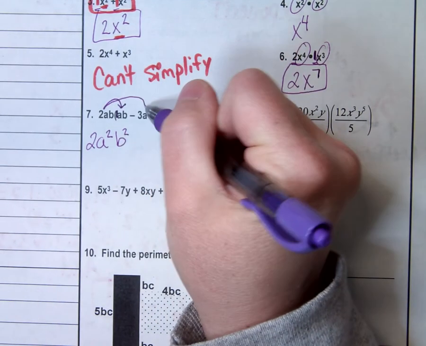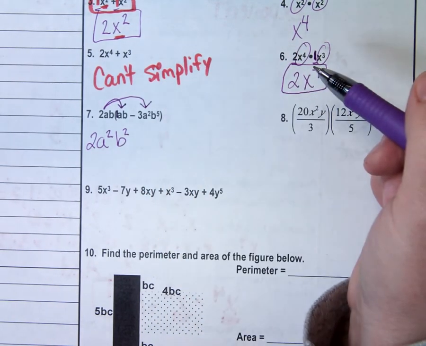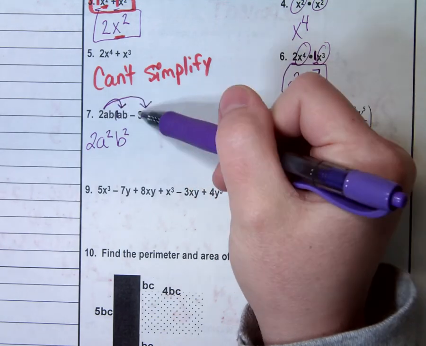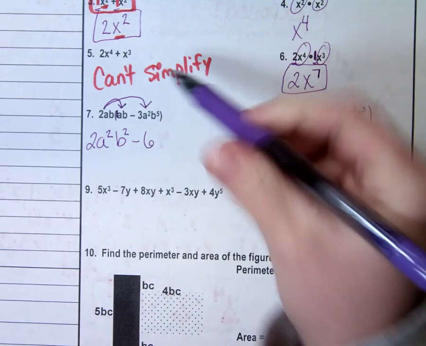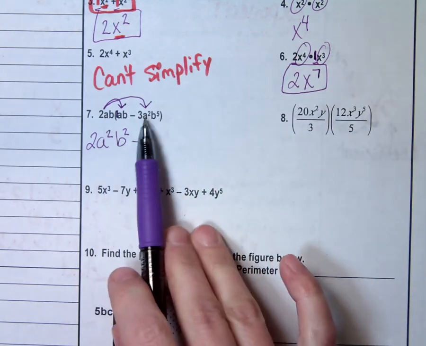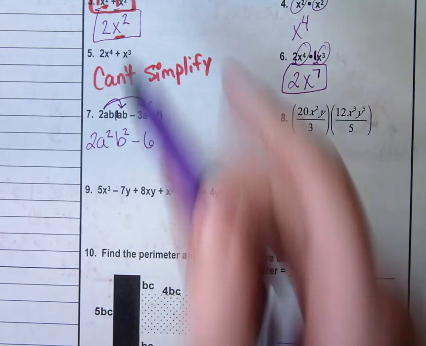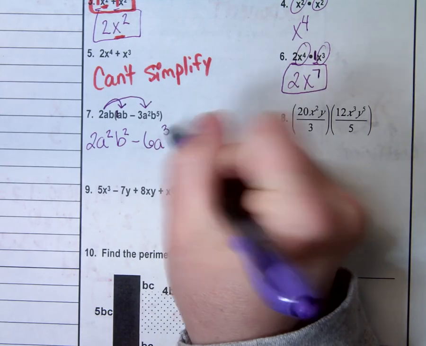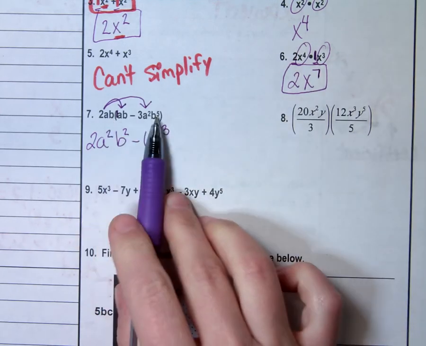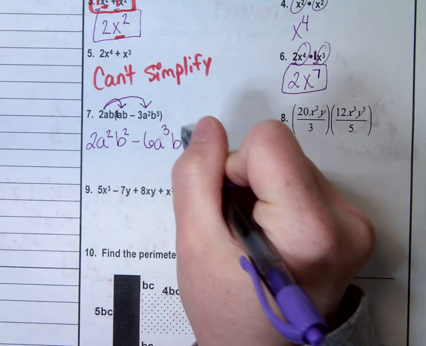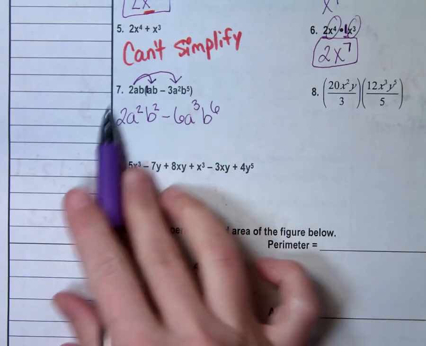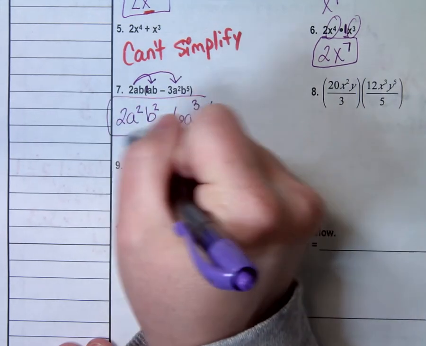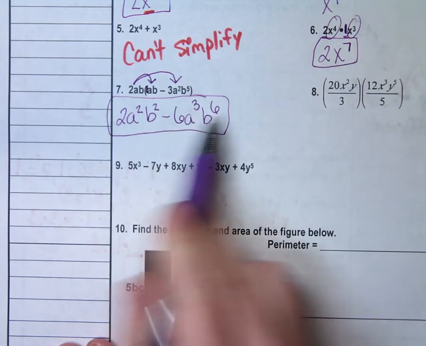Then I take 2ab times the negative 3, a squared b to the 5th. So I start with my coefficients. 2 times negative 3 is negative 6. Then I work the a's. A times a squared is a to the 3rd, because I'm adding exponents. B times b to the 5th is b to the 6th, because I'm adding exponents. And then I can't do anything else with this because these aren't like terms, and you can only subtract if you've got like terms.